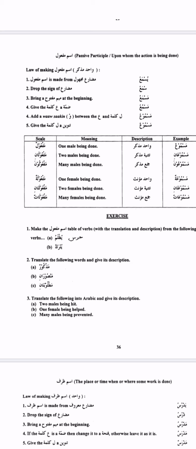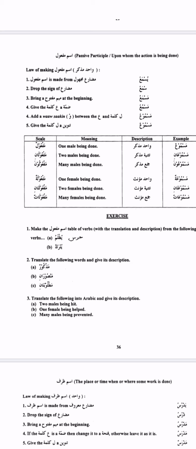Then you have the wahid mu'annath form, singular feminine, masmu'atun. You add a rounded ta at the end, and you get masmu'atun. Then the dual is masmu'atani. Then the plural is masmu'atun. So it says the scale below. You can have a look.